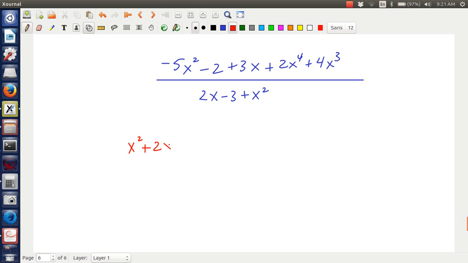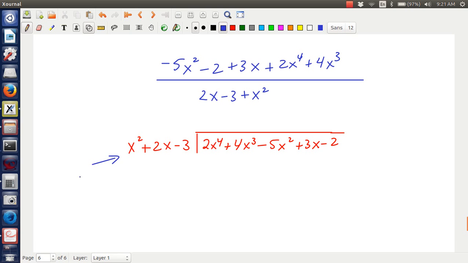x squared plus 2x minus 3. And then on the inside, 2x to the fourth plus 4x cubed minus 5x squared plus 3x minus 2. Okay, so I'll let you do this, and I will make the comment here. This actually factors, but you don't need to do that.